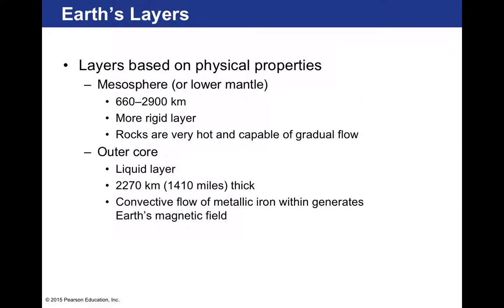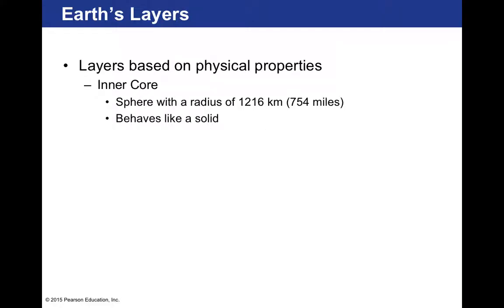Below that, we have the mesosphere, which is considered the lower mantle. This is from 660 to 2,900 kilometers. It's a more rigid layer. Rocks are very hot and are capable of gradual flow, so you have a lot of magma in this region. You have that outer core, which is the liquid layer. It's very thick. We have convective flow of metallic iron within this area, which generates Earth's magnetic field. And then finally, we have the inner core, which is basically a huge piece in itself with a radius of about 754 miles. And this tends to behave like a solid.